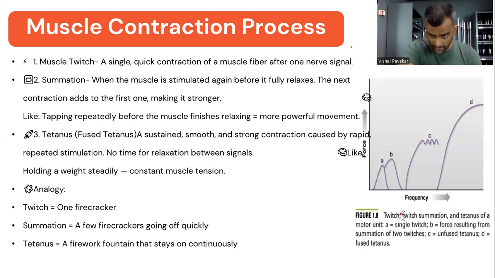If you look at this graph, A represents a single twitch. B results from a summation, which is like two signals combining to produce force, through a process called summation. So it's a combination of two twitches. C is where you see unfused tetanus, and D is where you see a fused tetanus. This will help you produce strong and continuous contraction.